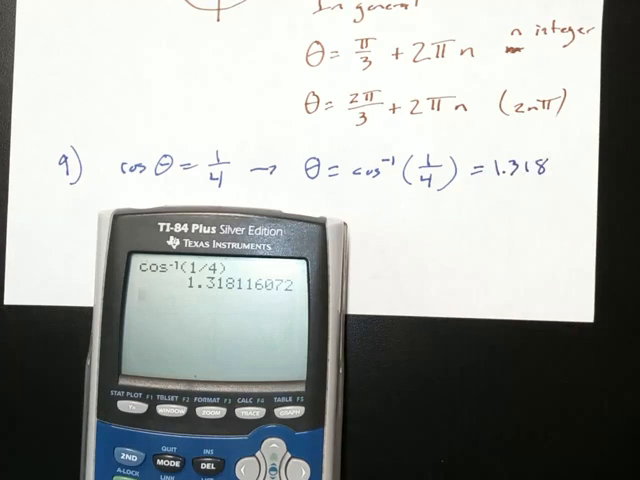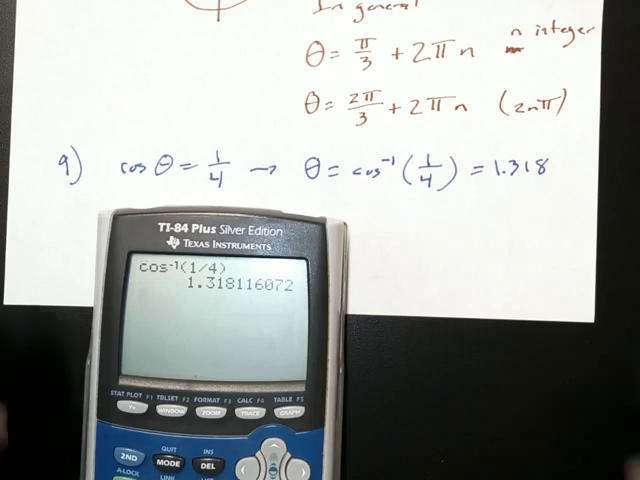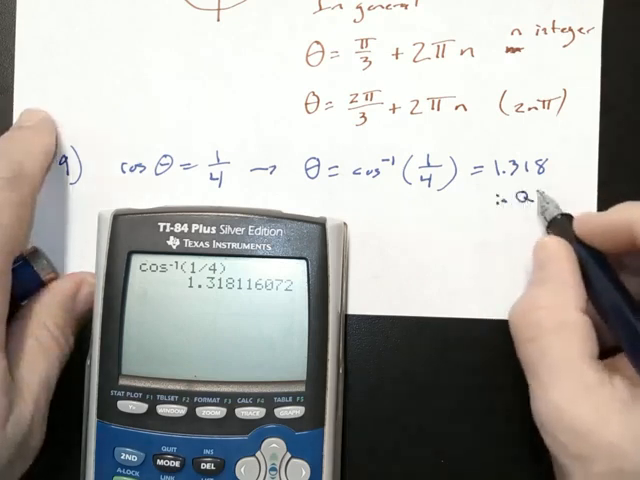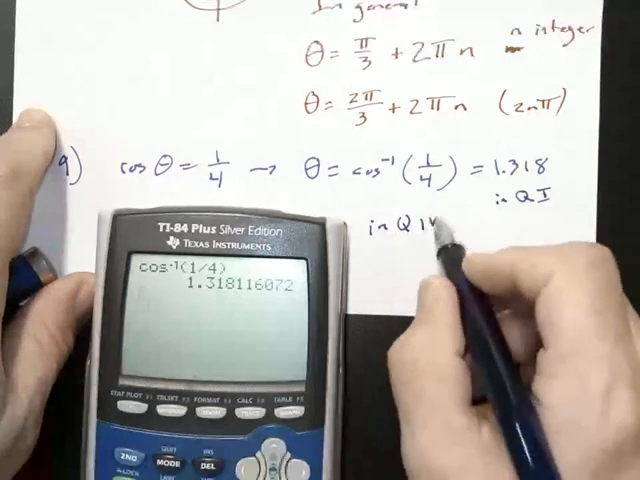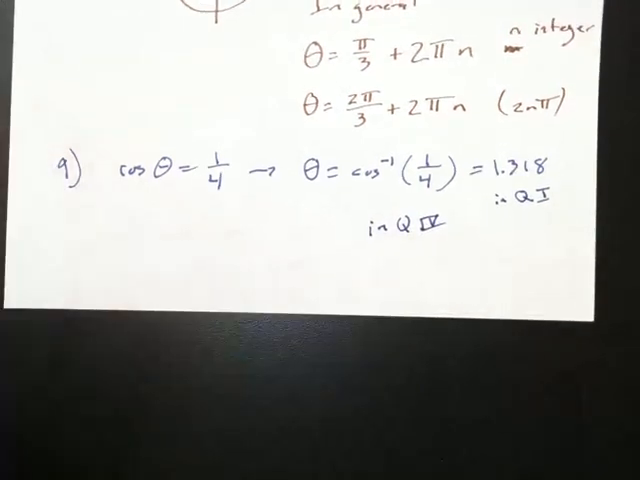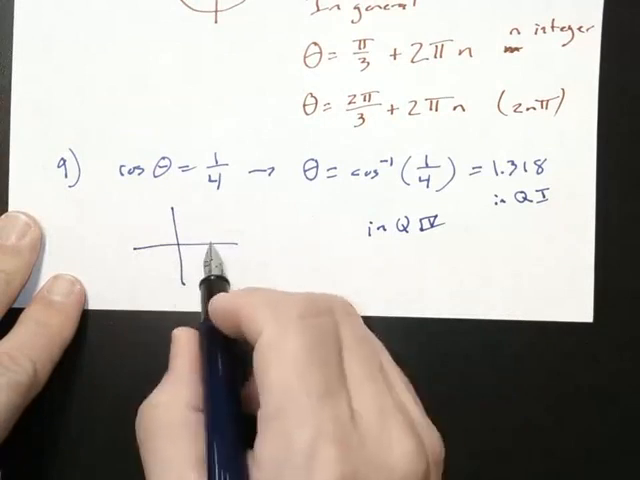But that's only in quadrants 1 and 2, and cosine has a period of 2 pi. So quadrants 1 and 2 only go up to pi. There's another angle in which quadrant? Quadrant 4. So I'll make a note of that. This is in quadrant 1. So now I need to know what the quadrant 4 version is.